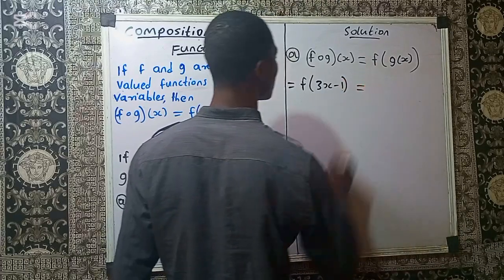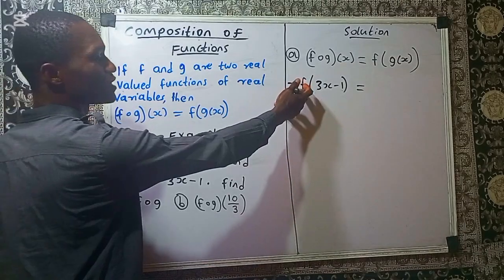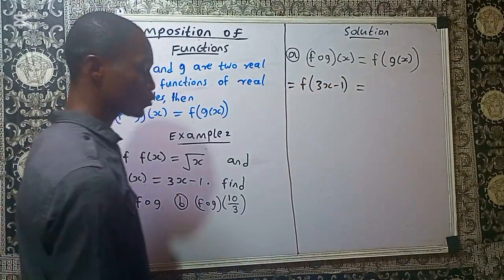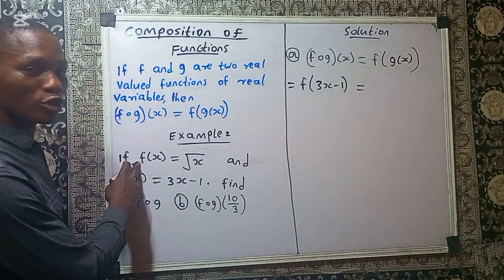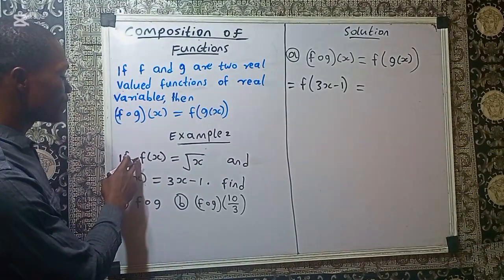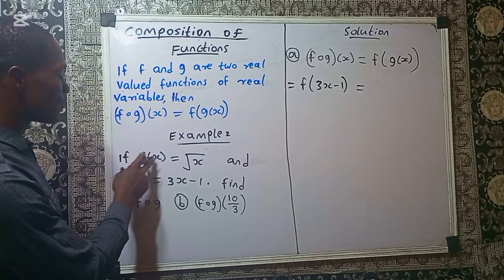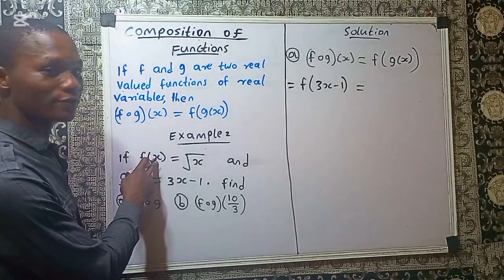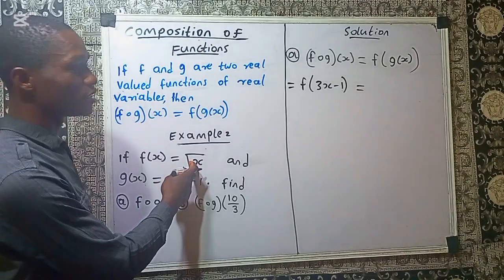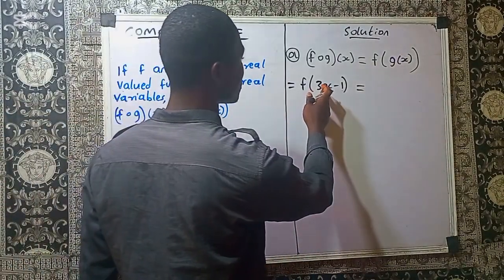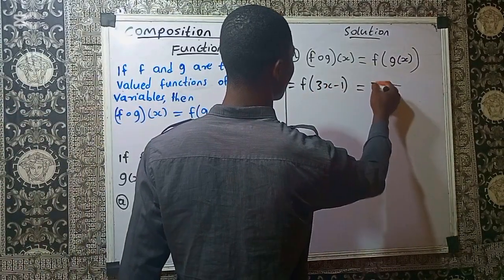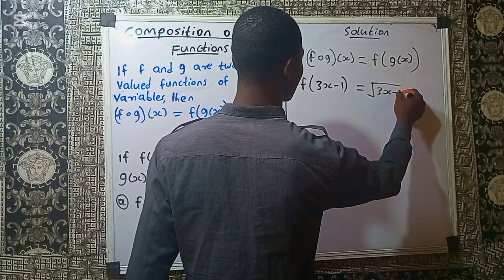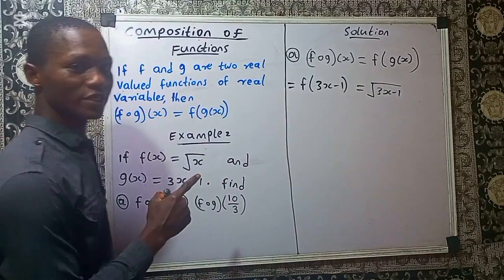Then this will be equal to, look at what is inside f now: 3x minus 1. But look at the definition of f. I defined f of x as the square root of x, which means that anything you put inside f, you are going to put inside the square root. So what's inside f is 3x minus 1, and I'll put it inside the square root. So I'll have the square root of 3x minus 1. With this, we have solved the a part.